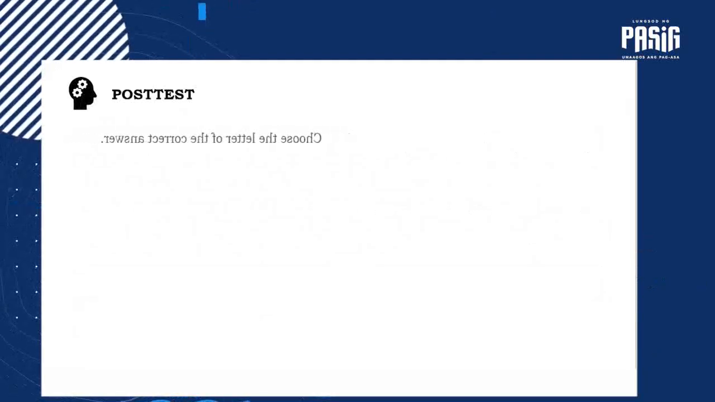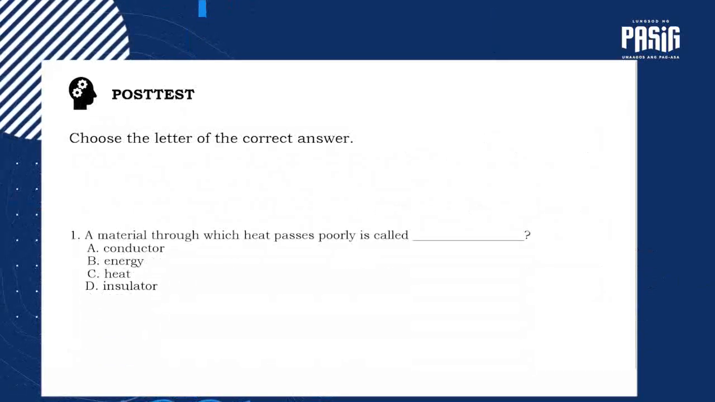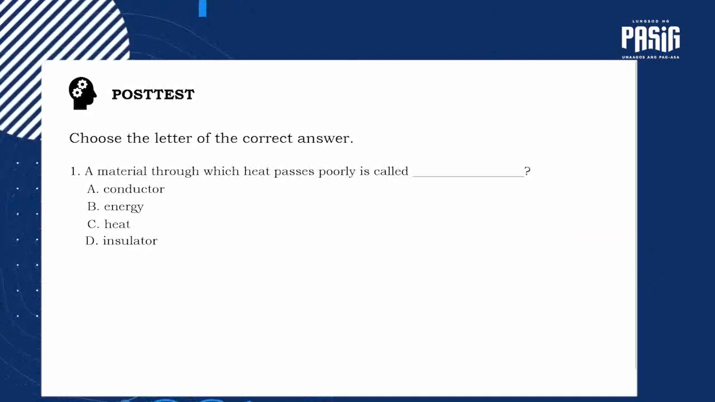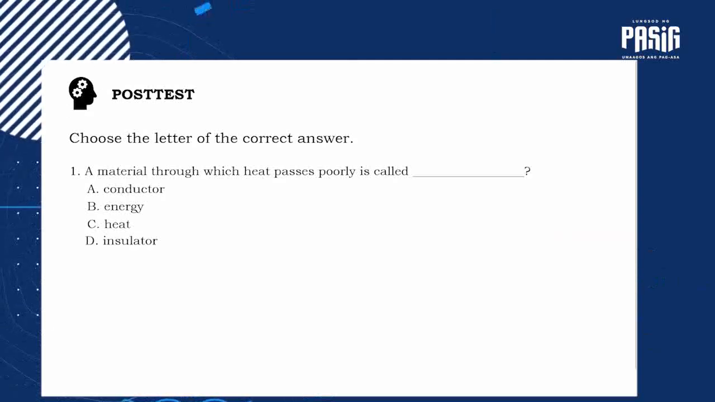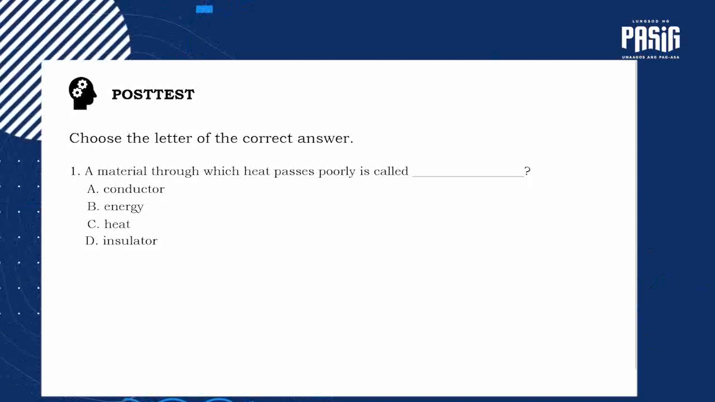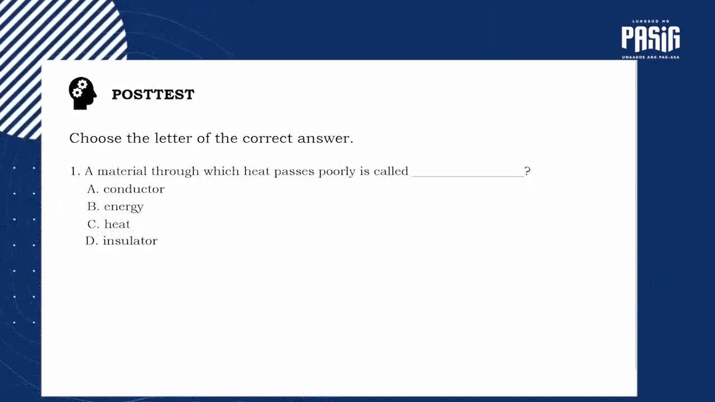Now for our post-test, choose the letter of the correct answer. Number 1. A material through which heat passes poorly is called blank. A. Conductor. B. Energy. C. Heat. Letter D. Insulator. Your answer, please. Very good. The answer is letter D.